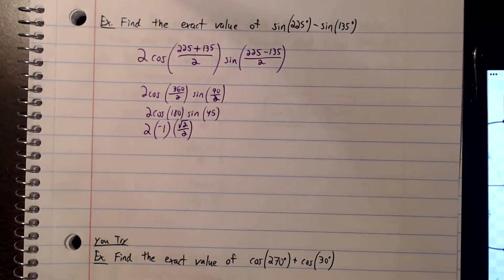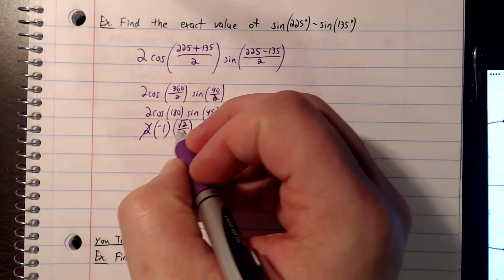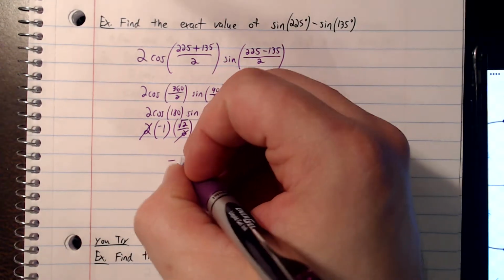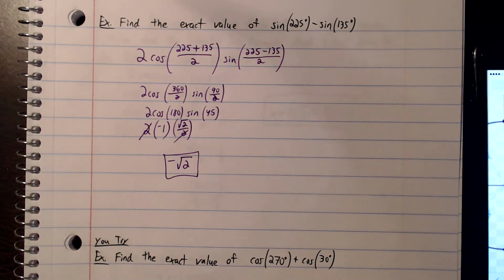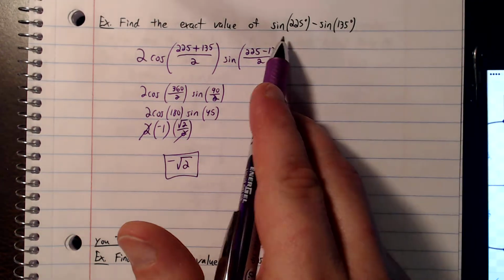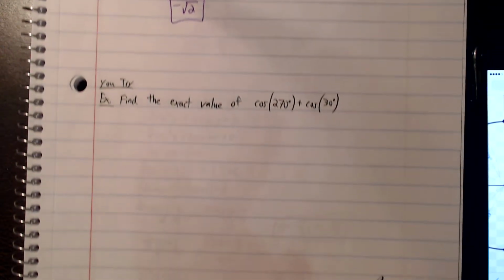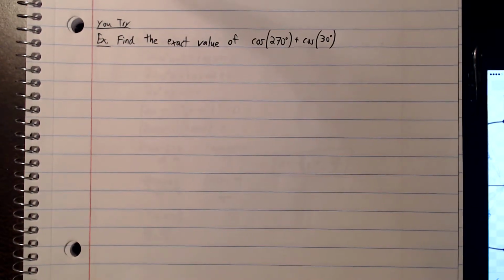And now we can start crossing some stuff off here, right? Times 2 and divided by 2, those cancel. So we've got -1 times root 2. Negative root 2 is our answer. That's the exact value of sine 225 minus sine 135. So you've got one more problem to go before this video is over. Try this out on your own. Make sure you're using the correct formula. Pause the video and resume when you're ready to check your solution.